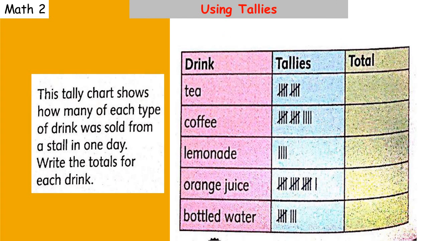Let us have more practice. Open your book on page 96, number 3. I will read it for you. This tally chart shows how many of each type of drink was sold from a stall in one day. Write the totals for each drink.